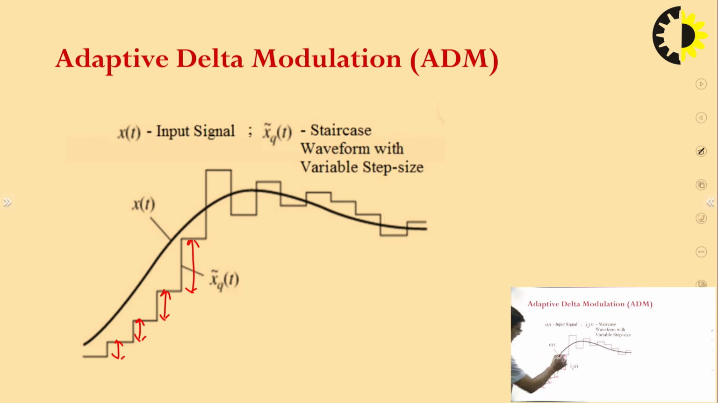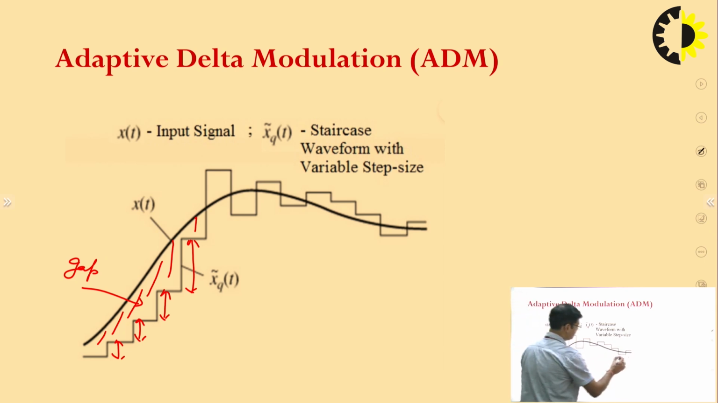This is the gap. This gap is reduced. So the slope overload error is minimized by increasing the step size. Similarly, in case of granular noise, we can see the gap is reduced by decreasing the step size.